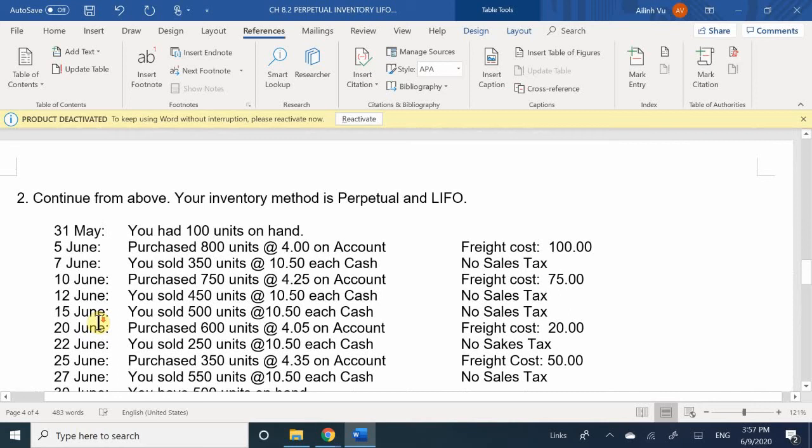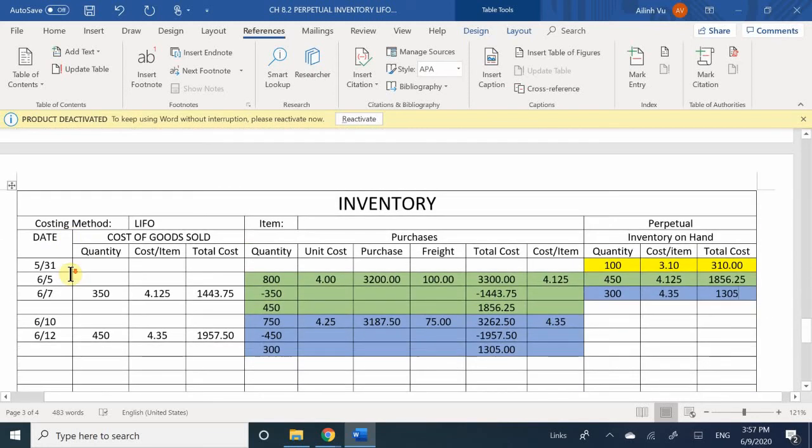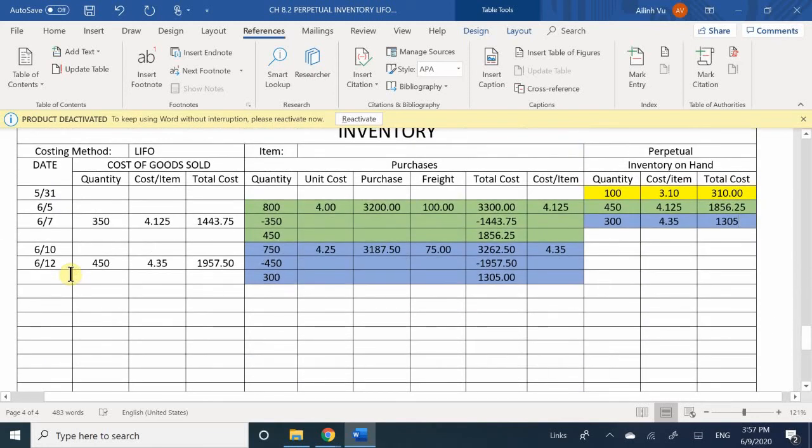All right, now what happened next? On June 15th, you sold 500 more units. Okay, so we actually did sell more units this time. All right, so June 15, we sold a total of 500 more units.